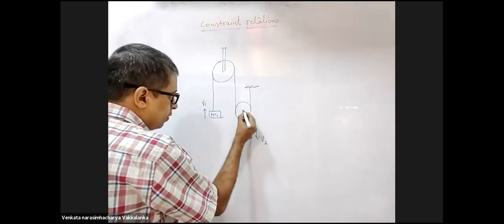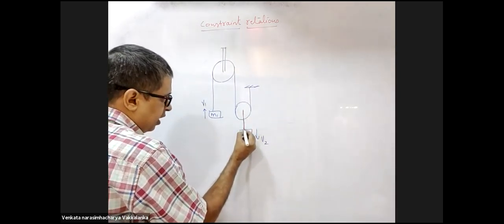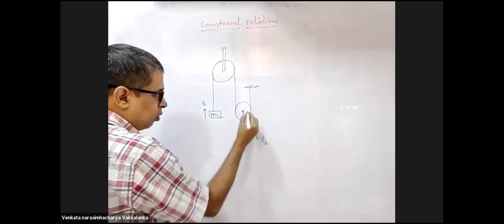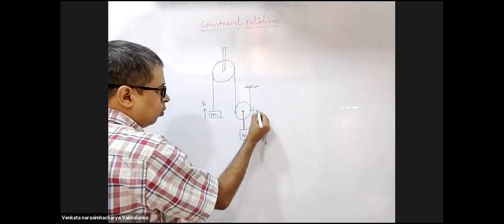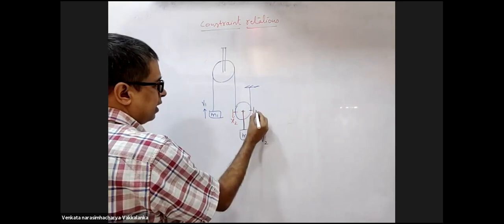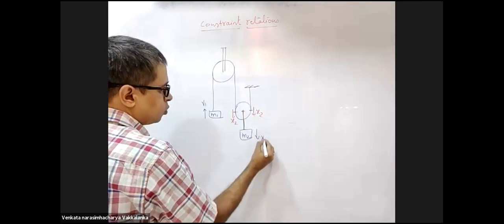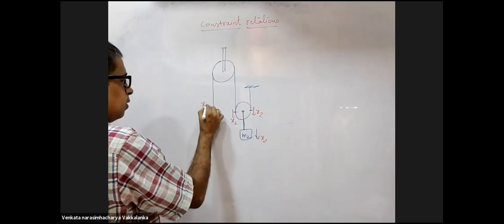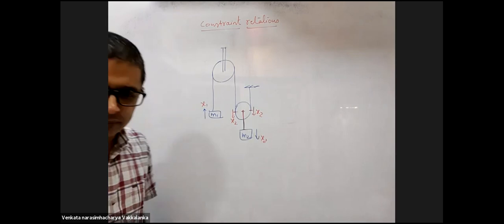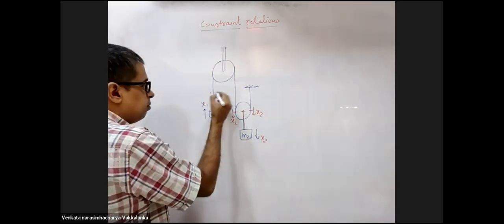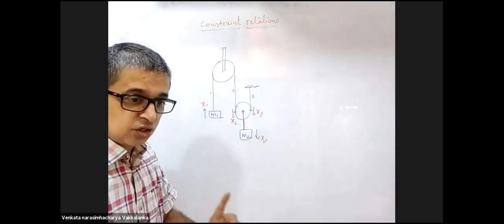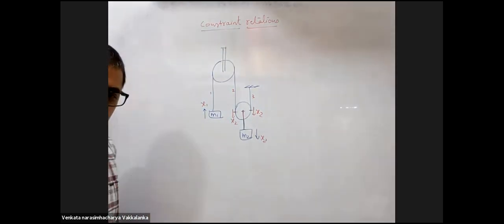Listen, this is one single string. If the lower end moves by V2 downwards, the upper end also will move down by V2. I'll call it X2 temporarily. Call it X2. This is X1. This step, is it clear to all? Now segment 1, segment 2, segment 3 of one single string. Is this clear to all?